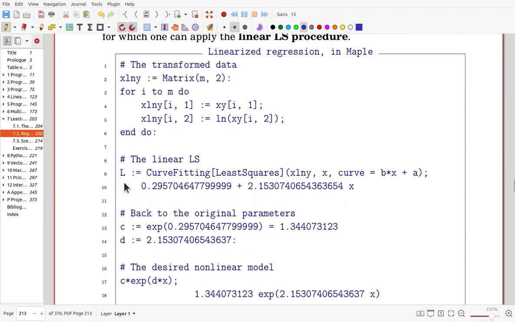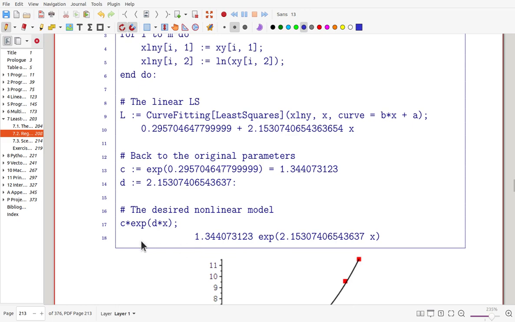Okay. So we take the logarithm, and for the transformed data, we try to find the curve in the form of a plus bx. Then we have that. So that is now a0, that is a1, and d is decided from this one directly. Now c is the exponential of this one, so we can have that. So here the desired model is this one, c times exponential of dx.